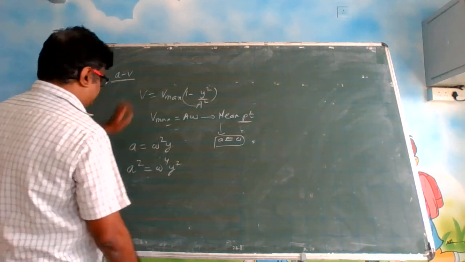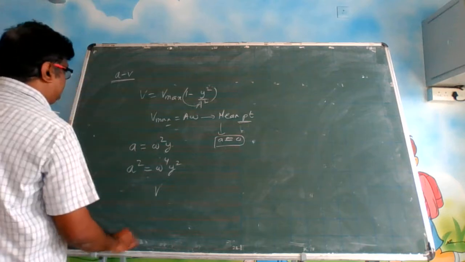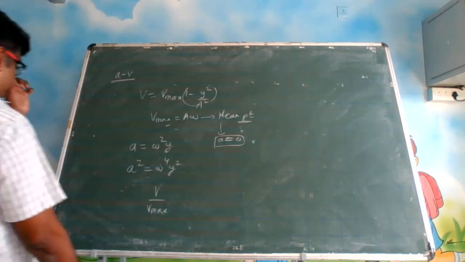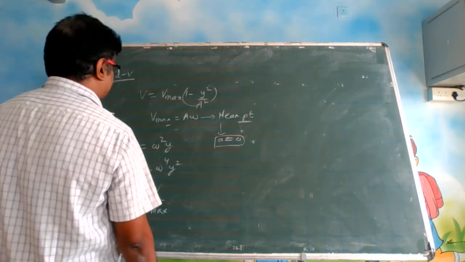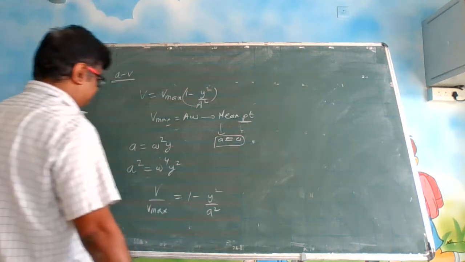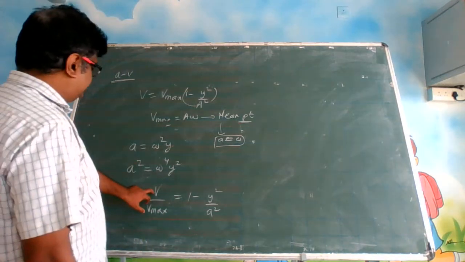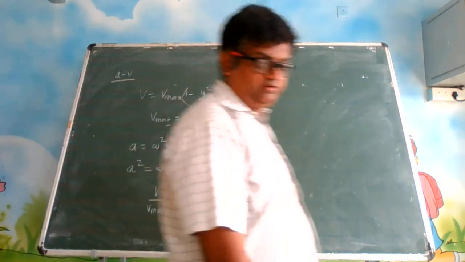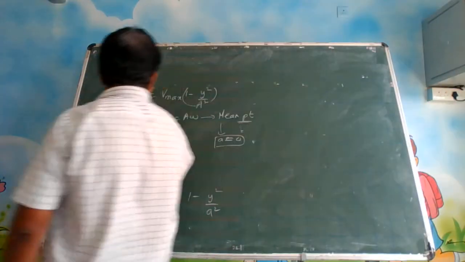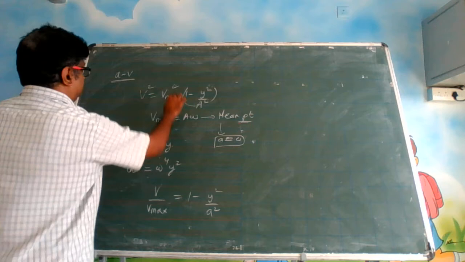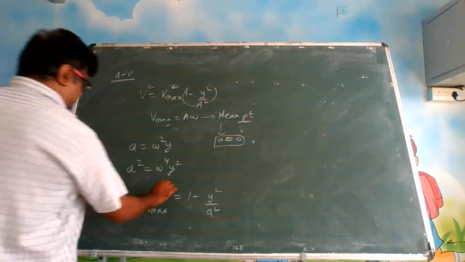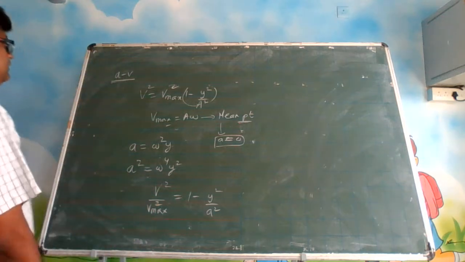can we write this equation as v by v max is equal to root over 1 minus y square by a square? Was there a square here? Was there a square in this equation? Yeah, there was a square in this equation. Sorry guys, there was a square in this equation. Just refer to yesterday's notes. So there was a square here, if I remember very well.